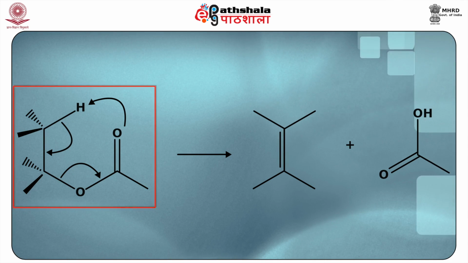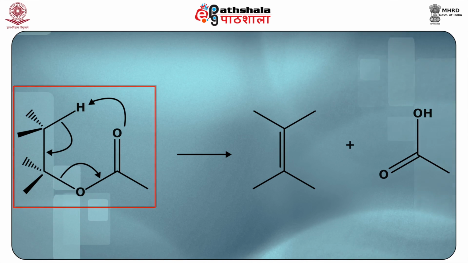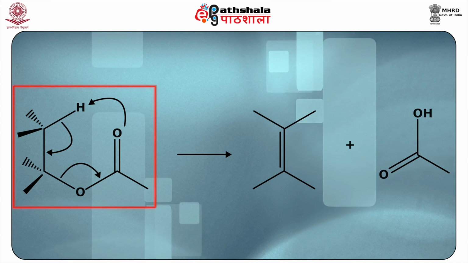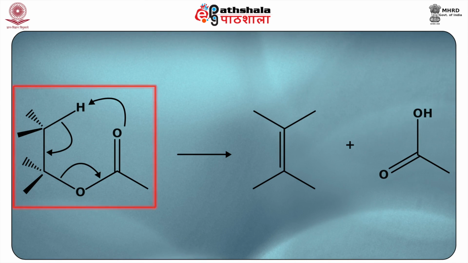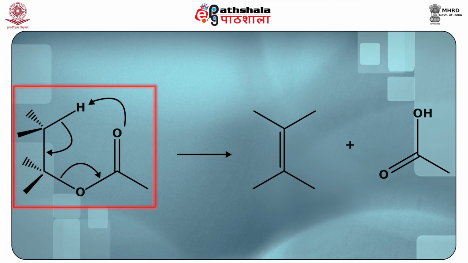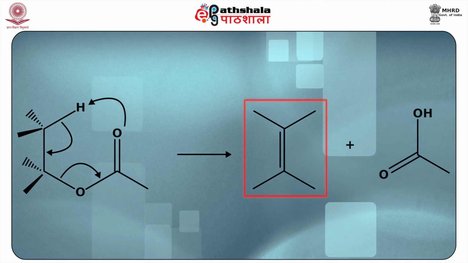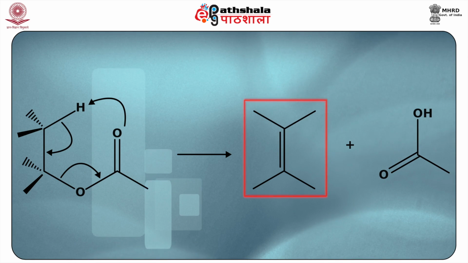As you can see in this figure, there is a 6-membered ring transition state that is happening due to the abstraction of proton by the carbonyl oxygen atom from the carbon atom, which is leaving its electron pair to form a carbon double bond carbon, ultimately giving you an alkene.